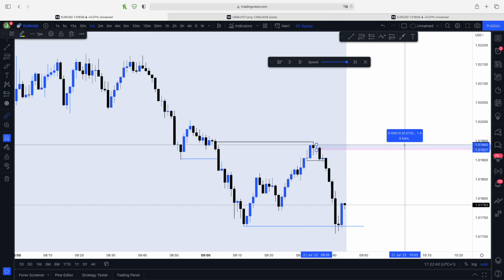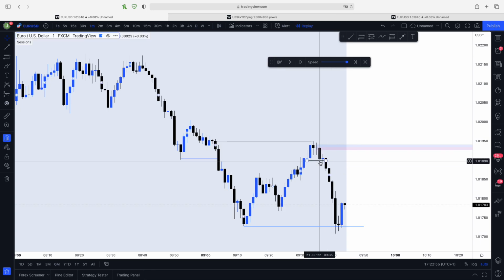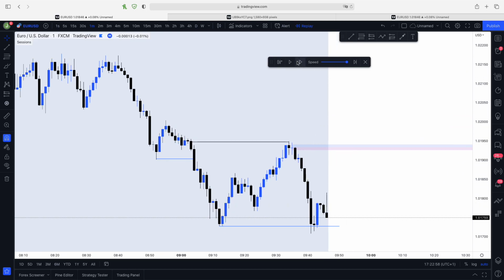I mean, how big's this? Yeah, a pip and a half. So generally, I want anywhere between like under a pip to like 2.5, maybe maximum if it's nice and clear. But obviously, always the smaller the better because it's a more specific reaction point, right? So let's continue to play.